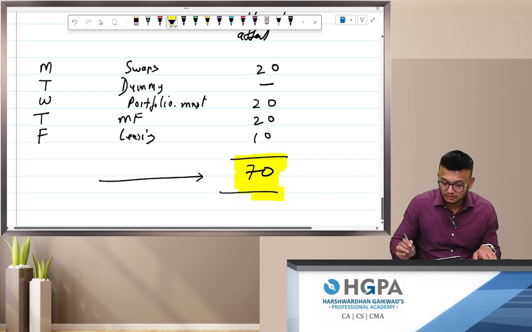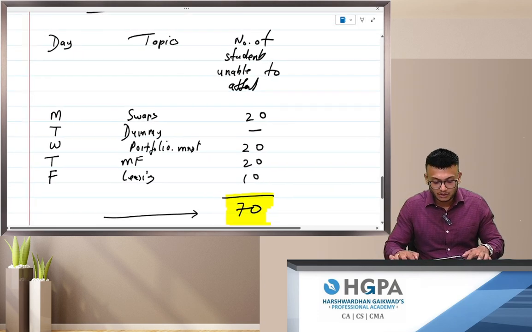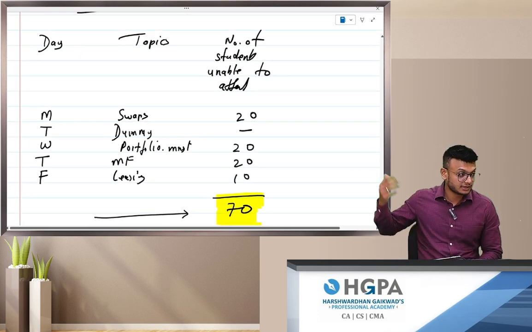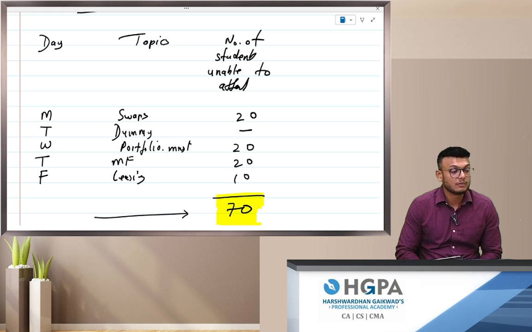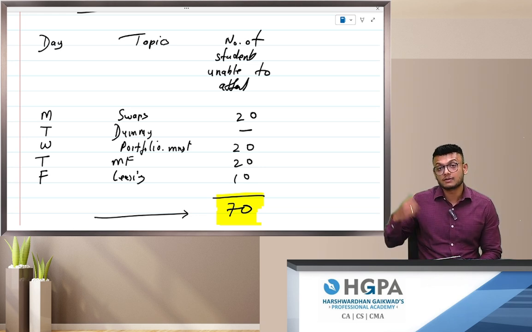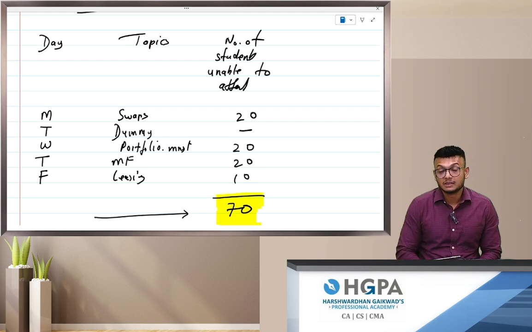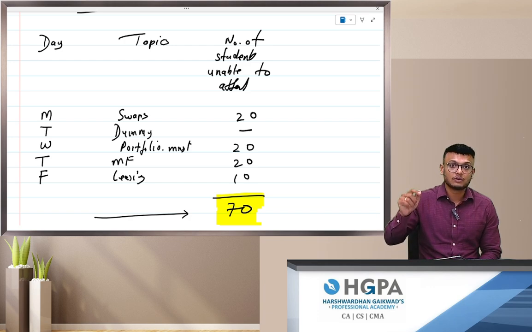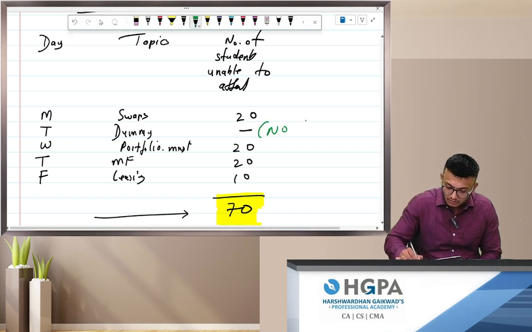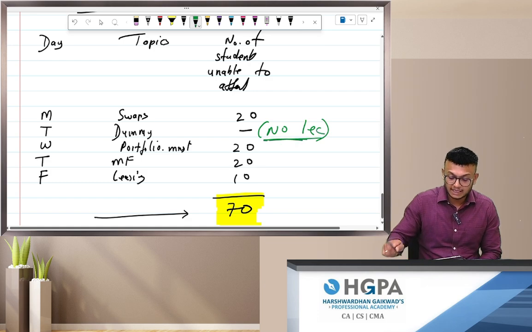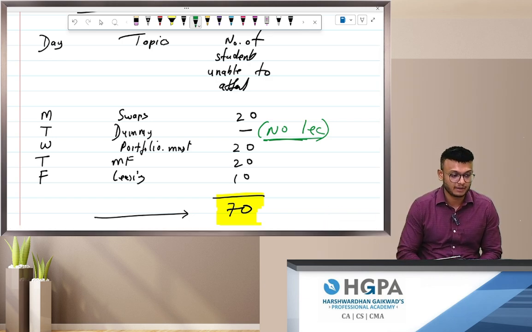And what do you mean by this? You mean by if you arrange in this schedule like swaps, dummy, portfolio on Monday, then Wednesday, if you keep mutual funds on Thursday, if you keep leasing on Friday, this is going to be the total number of students who are unable to attend at the minimum. Even if you rearrange anything of this, there will be increase in the absenteeism. And the best part is on Tuesday, you need to put no lecture at all. There will be no lecture over here. That is why it is dummy, so that your number of students will be at the minimum, which is 70. Are you understanding this?